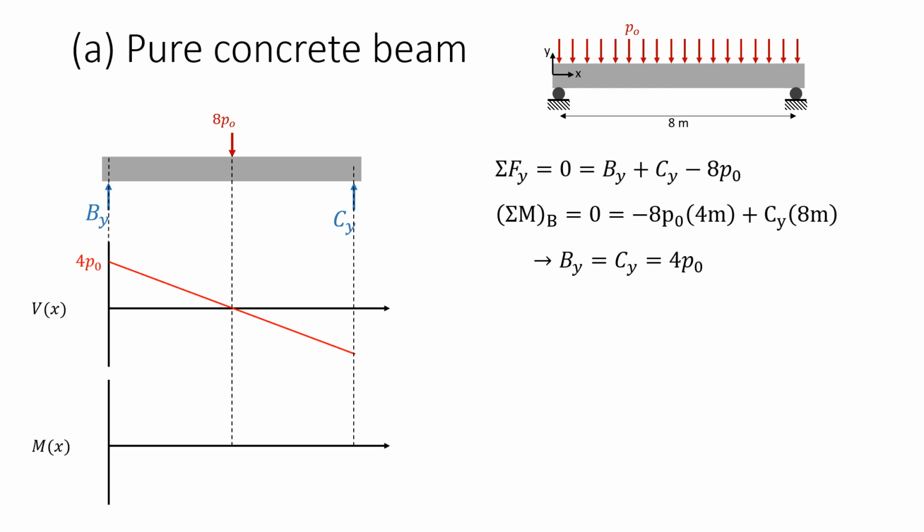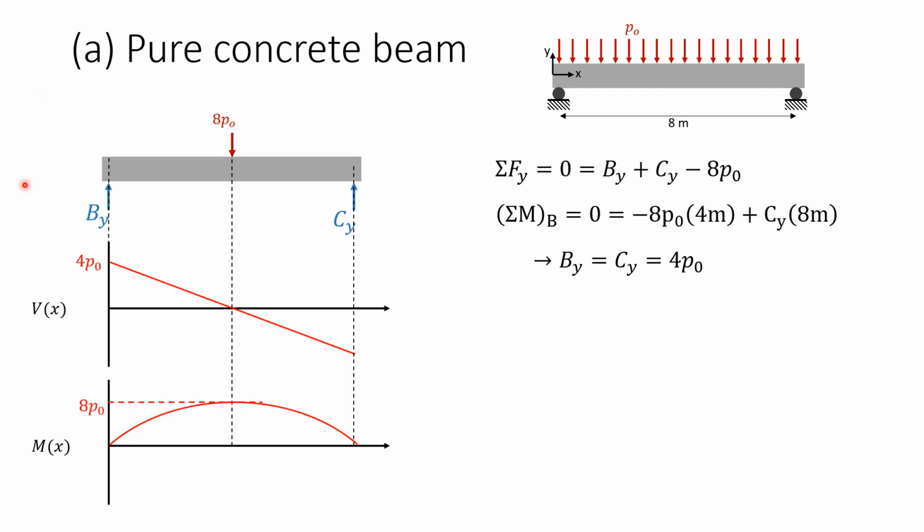The moments are 0 at both ends, and the slope of the moment is equal to the shear force. So we're starting at x equals 0 with a positive slope. The slope of the moment becomes 0 in the middle of the beam and then becomes negative. The maximum moment is going to be the integral of the shear over the first half of the beam, which gives us 4 p naught times 4 meters divided by 2, giving 8 p naught.